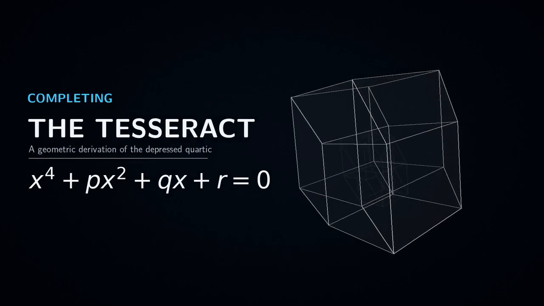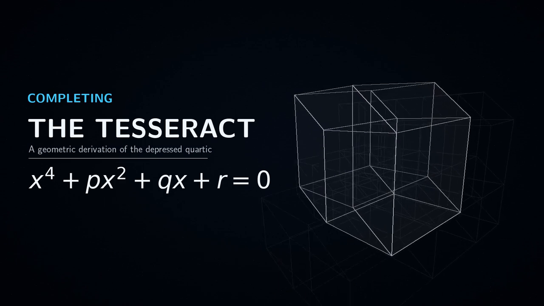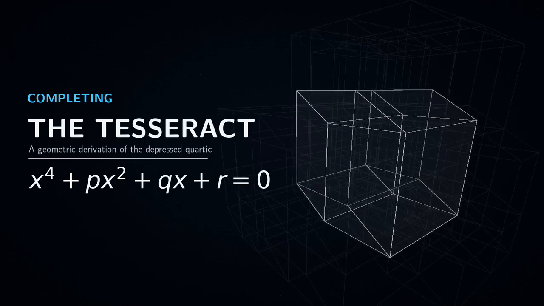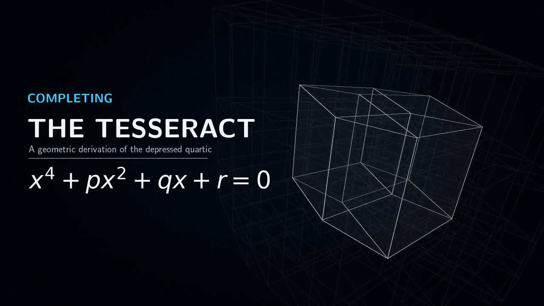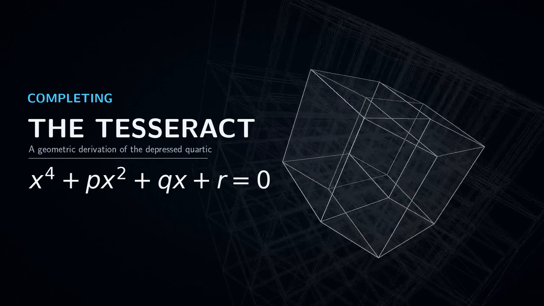Completing the square makes a quadratic visible. Cardano went one dimension higher. He cut a cube, and its pieces encoded a depressed cubic. Can a quartic be solved by cutting the next object in the sequence?